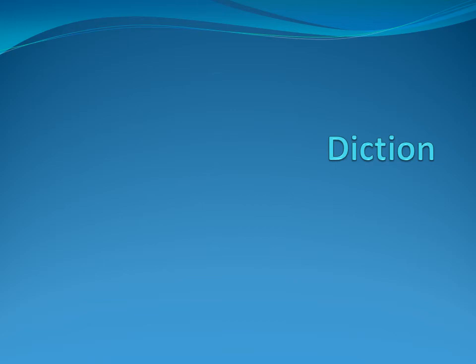Hello, everybody. We're here today to talk about diction. Diction is word choice. It's the decisions an author makes at the level of individual words in what they're writing.